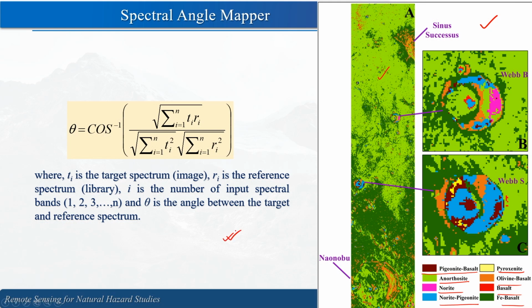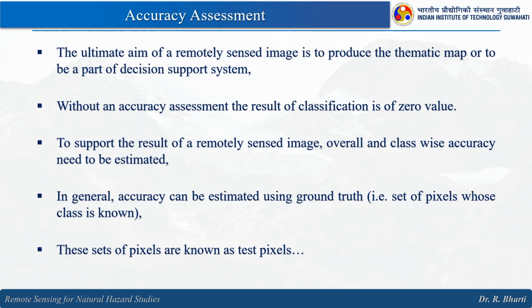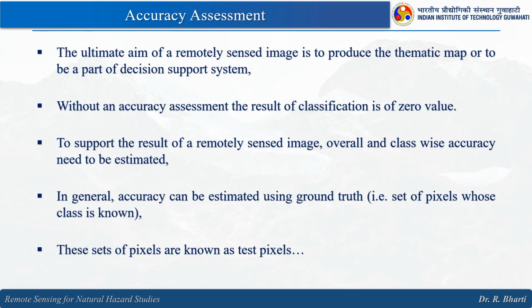So, I thought of covering at least one method for the hyperspectral, because in the application part we will be referring to this SAM, right. Now, as we discussed, the ultimate aim of a remote sensing image is to provide the input for your analysis, right. And once you generate the input, you should be very confident, or you should have a value that this input is 60% correct or 70% correct or 90% correct, right. So, after doing the image classification, accuracy assessment is mandatory. There is no way out. So, you have to estimate the accuracy of your output result.